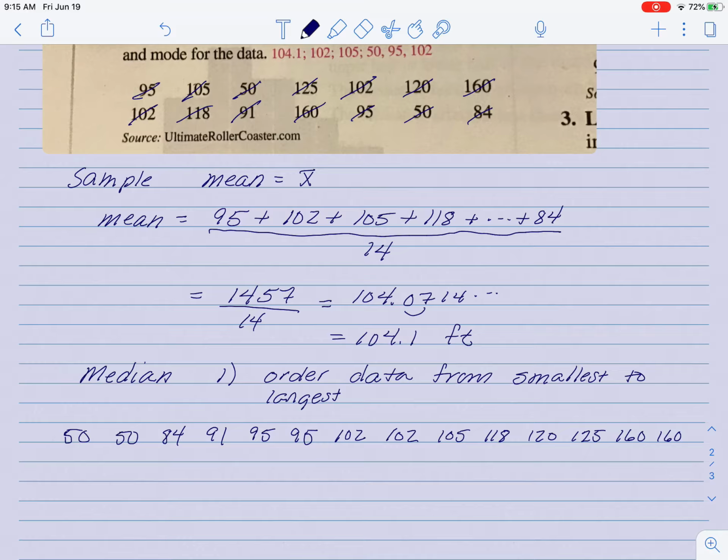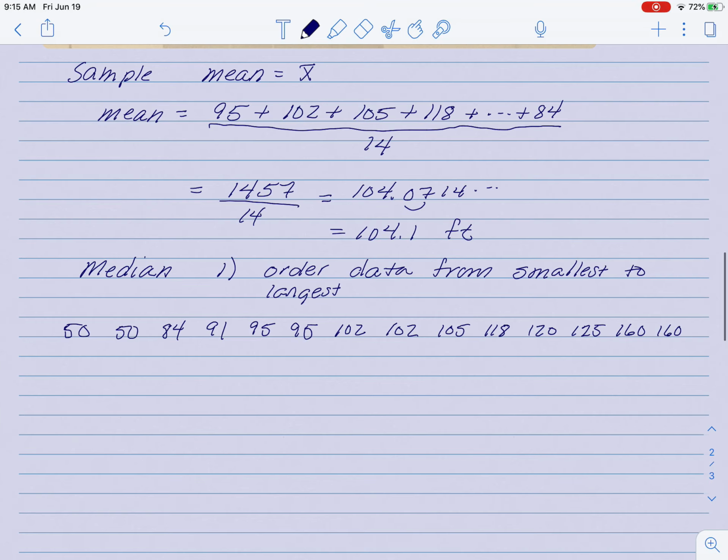Now what we want to do is count toward the middle. So here's our median. So the second step is we mark off the outer points until we get to the middle. So you have to do it in pairs. So mark off the outer points in pairs. So 50 and 160, that's one pair. And then 50 and 160, 84 and 125, 91 and 120, 95 and 118, 95 and 105.